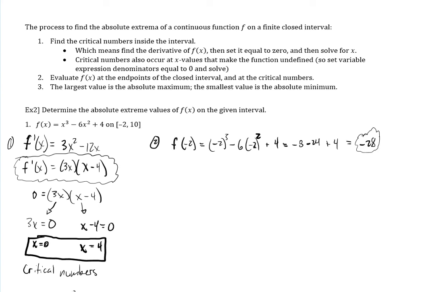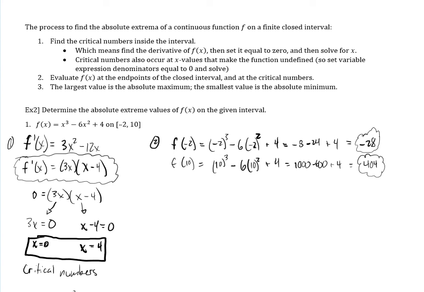Now I'm going to do the other endpoint, 10. Let's plug in 10. So f of 10 gives us 10 cubed minus 6 times 10 squared plus 4. That would be 1,000 minus 600, plus 4. So 1,000 minus 600 is 400, plus 4 would be 404. Again, I'm just going to cloud it and save it for later. So that's our f of 10.